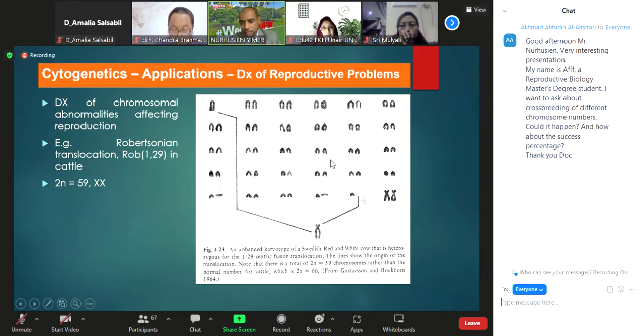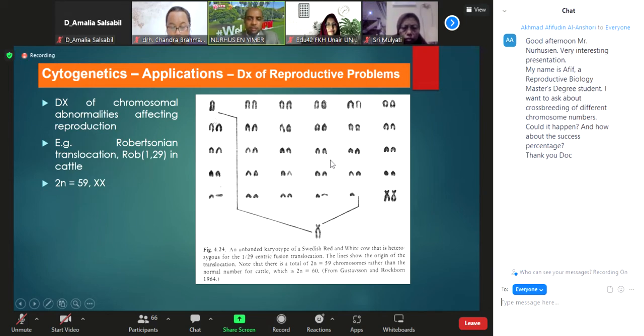Another pair is here, 29. This is for the cattle chromosome. When these two join together, they create this kind of chromosome. So this is called a centric fusion translocation, because they fuse using their centromere. And the result is not actually normal in the cattle chromosome karyotype.